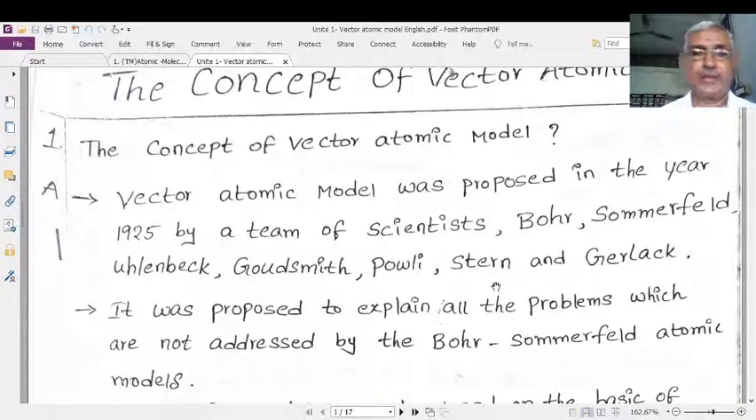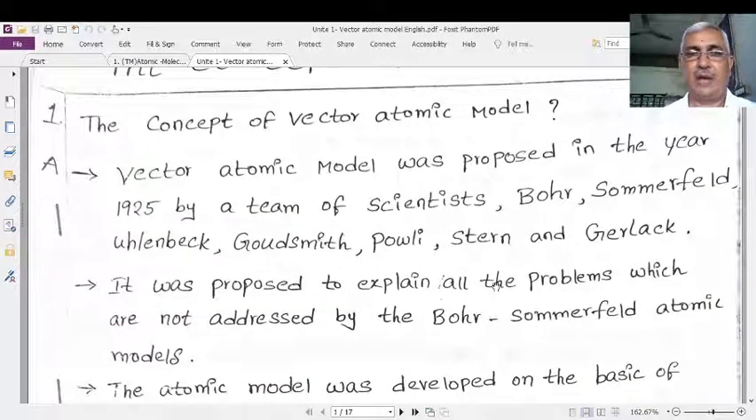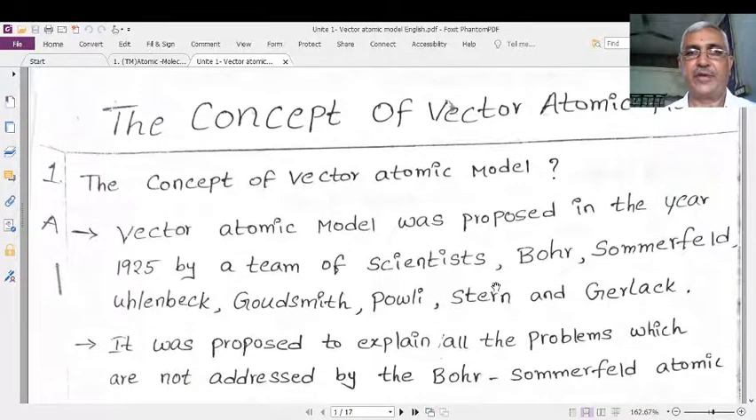In order to explain all these unanswered questions, it needs another atomic model, and that is what is known as the vector atom model. This vector atom model was proposed by a team of scientists, Bohr, Sommerfeld, Uhlenbeck, Goudsmit, Pauli, Stern and Gerlach, in the year 1925.